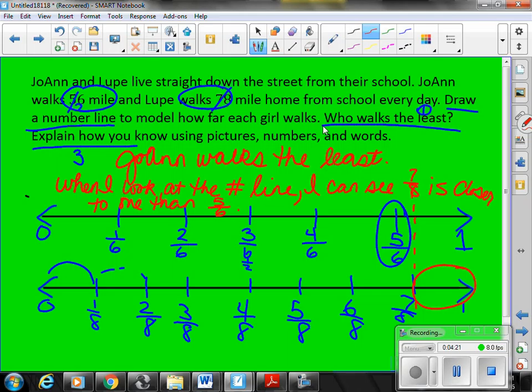You could also explain using a picture. You could draw a picture of what 5/6 looks like or 7/8 and use that to explain. Or you can get equal denominators, and then that'll help you too. So that is putting fractions on a number line.